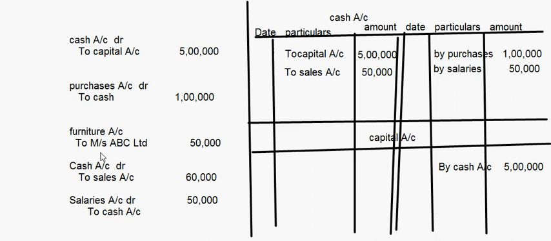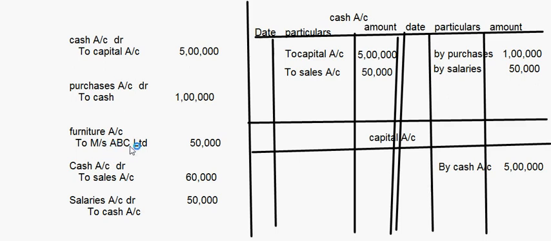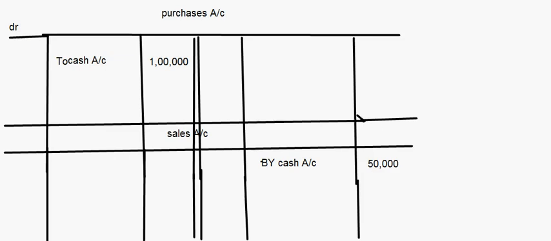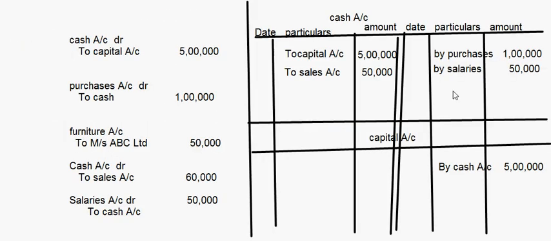Okay, now let's go back to that journal entry. This is furniture to Messrs ABC. So in furniture, Messrs ABC will be debited because it is credited here. So in furniture, you will have to Messrs ABC Limited. Amount is 50,000, right? And if you look at this, in Messrs ABC Limited, furniture will be credited, right? So here you will have Messrs ABC, you will have by furniture account here. By furniture account, this is 50,000. So we have posted all the entries into their respective ledger accounts.